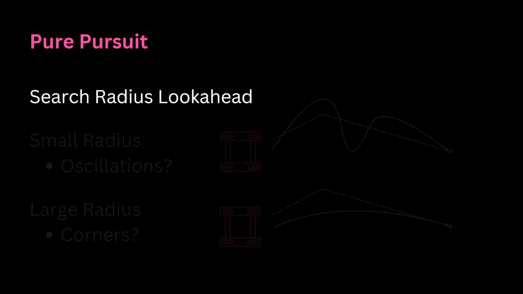Now moving on to Pure Pursuit. Pure Pursuit works based off of a radius look ahead. So what it does is it has a certain search radius around the robot, and it picks the farthest point on the path within the radius and moves towards it in a linear fashion.